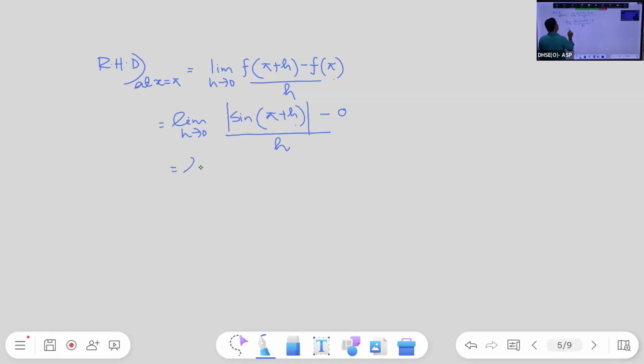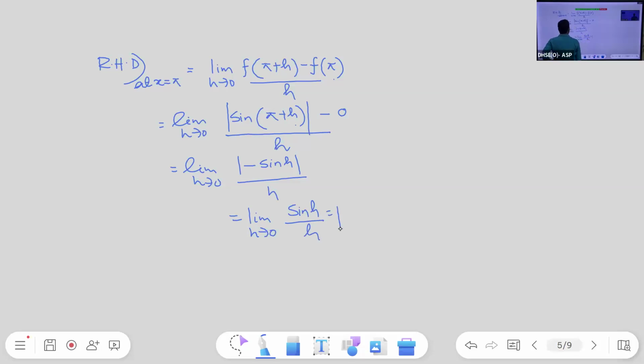This is equal to limit h tending towards 0. Previous page, okay. Let me finish it first. Okay. So sin of pi plus h is equal to minus sin h, mod upon h. This is equal to limit h tending towards 0. Mod of minus sin h is sin h. So sin h upon h is 1. Right-hand derivative is 1. So first quickly note down this page. Then I will show you the previous page.